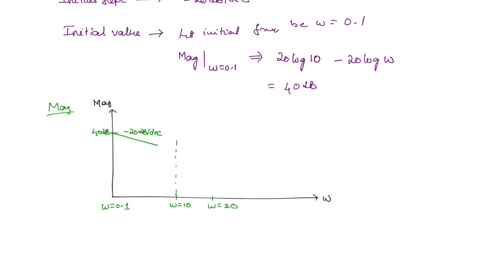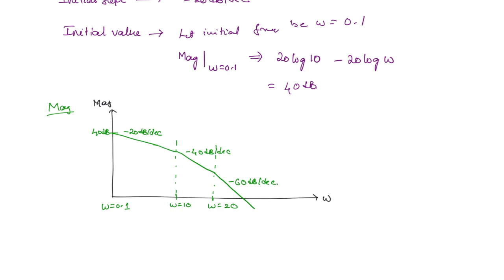So here there will be a change, here there will be a change. So till that frequency is reached, the slope will be minus 20 dB per decade. Here the slope will start falling at minus 40 dB per decade and at 20 it will further fall at minus 60 dB per decade.